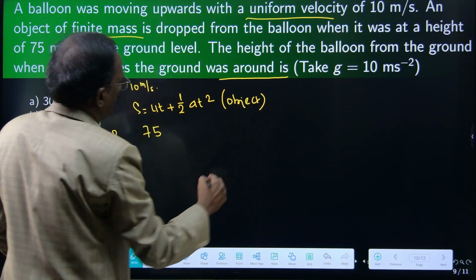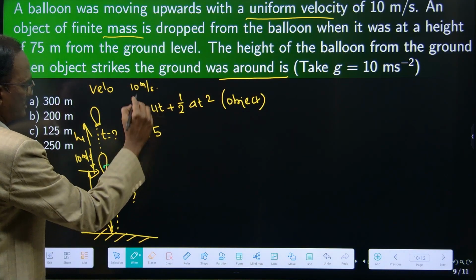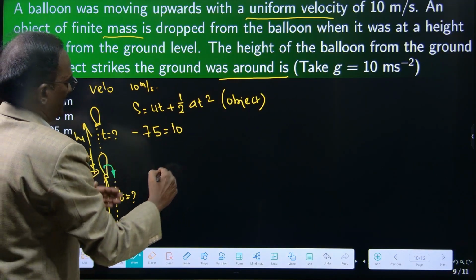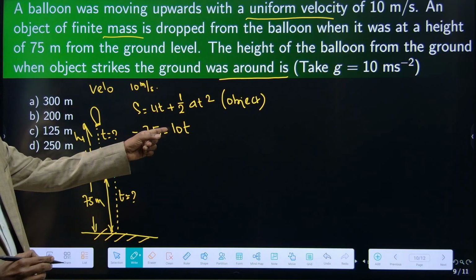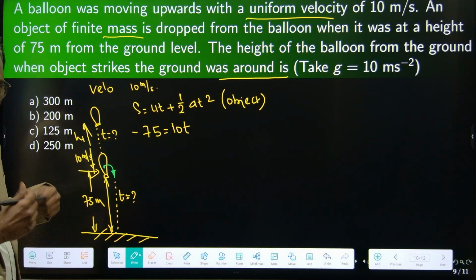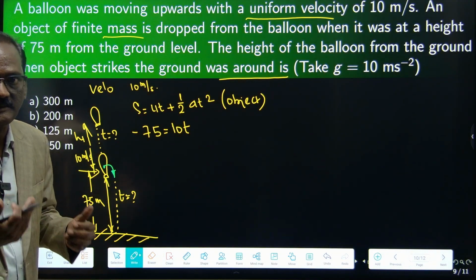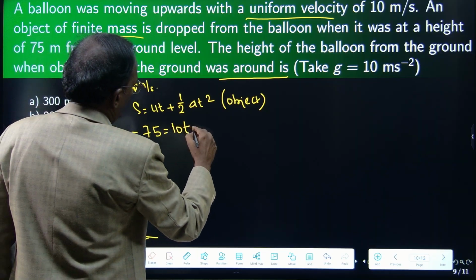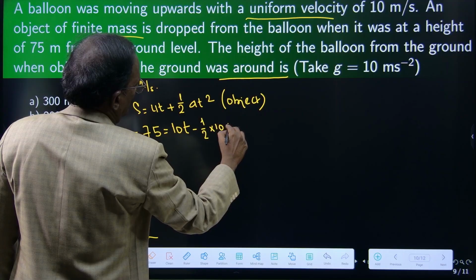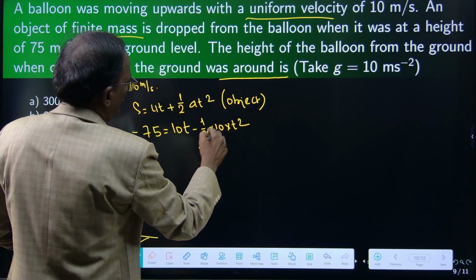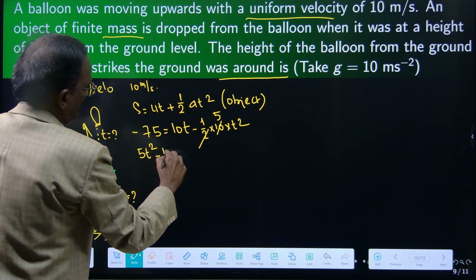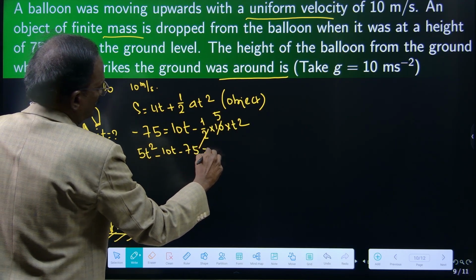The time taken by the object to reach the ground, I am calculating. So minus 75 is equal to uniform velocity 10 times t, where time is to be found. Look at it, it is plus 10 because the balloon is going up. When the object is dropped, it has the velocity of the balloon, a positive value. Minus of g into t square, that is 5t square, minus 10t minus 75 is equal to 0.